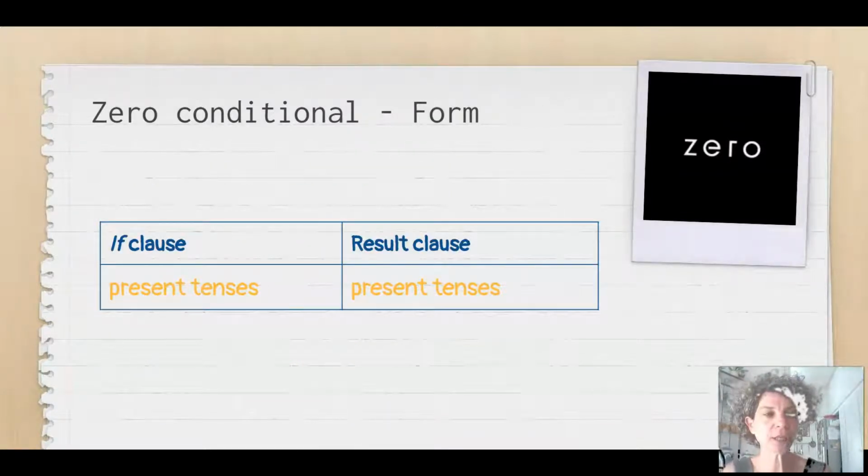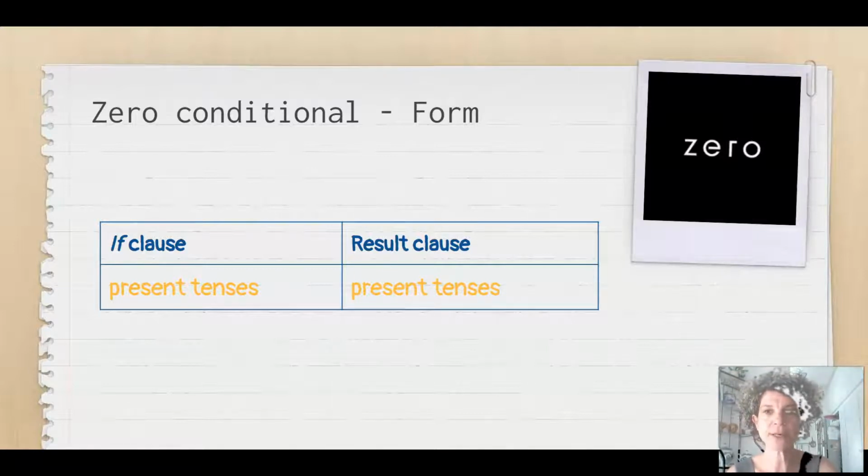So now let's look at the rules. We saw the examples, now let's look at the rules. We divide each conditional full sentence into two parts. The first part is the if clause. A clause is a part of a sentence that cannot stand on its own. So let's have a look.